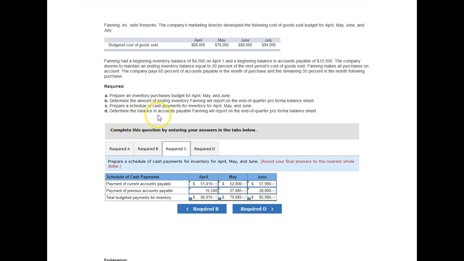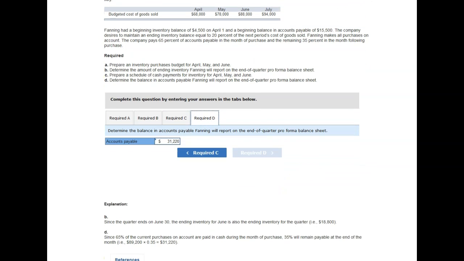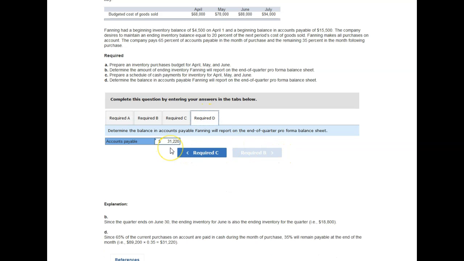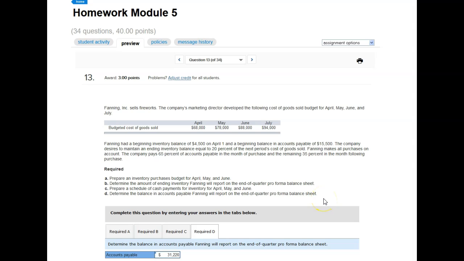Okay. So let's see. Part D. Determine the balance in accounts payable appearing on the end of quarter pro forma balance sheet. Well, that's going to be 35% of June's purchases that we've not paid for yet. Right here. And I think they show us that calculation down here. Yes. So go way back to here. Here are our June purchases. And I'll just do this myself also. 89,200 times 35%. $31,220. And that's the amount that we're going to owe at the end of June. Okay, it's June's purchases times the 35% we've not paid yet. We're going to pay this in July, $31,220. Okay, that was a quick explanation of this problem, and so I hope this helps.